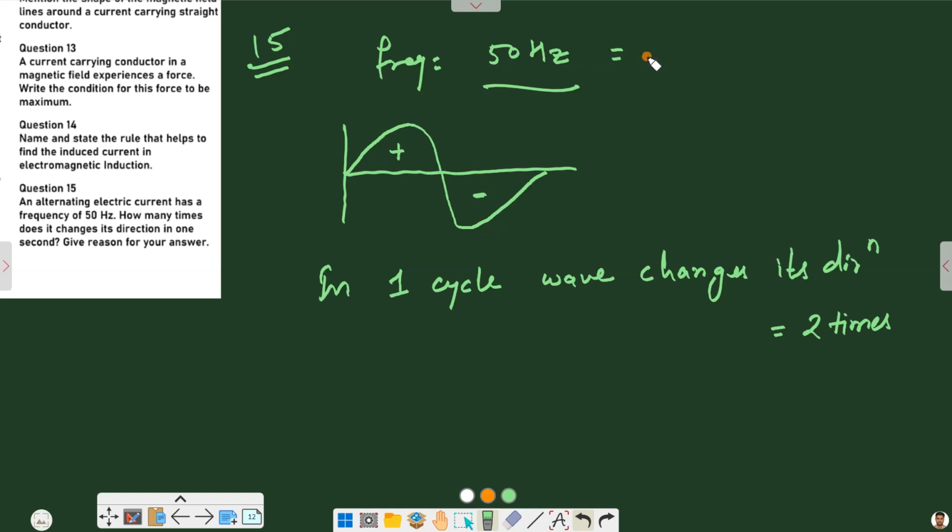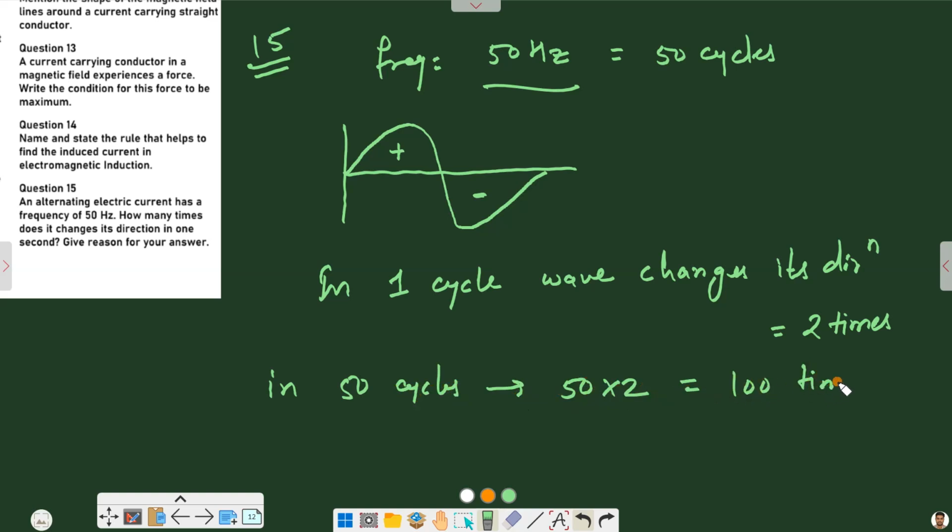And we have a 50 Hertz wave. 50 Hertz means 50 cycles per second. So in 50 cycles, the wave will change its direction 50 into 2, 100 times. So that's how you can find out the answer. Suppose if we are given 60 Hertz, then the wave will change its direction 60 into 2, 120 times.